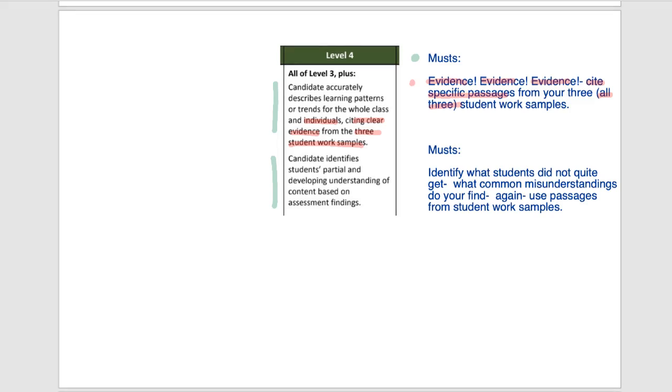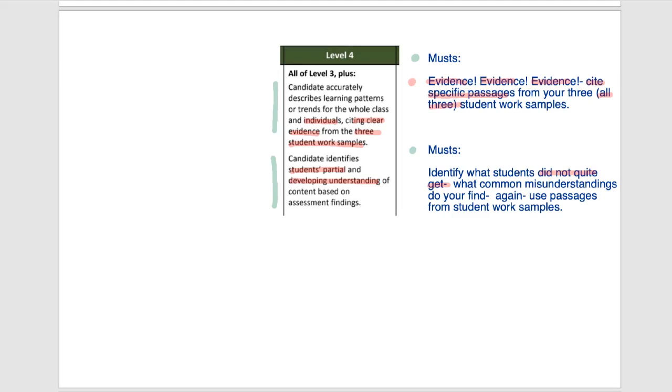So that's a must. In the second block, candidate identifies students' partial and developing understandings of content based on assessment findings. All right? So your musts here: identify what students did not quite get. Okay? And you want to describe these things in positive ways.